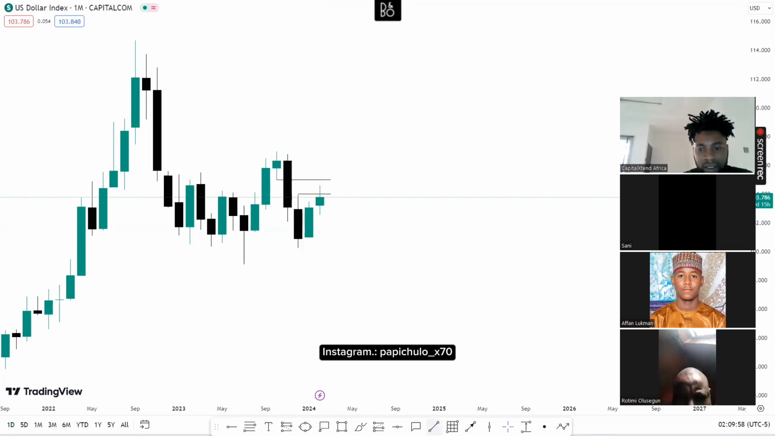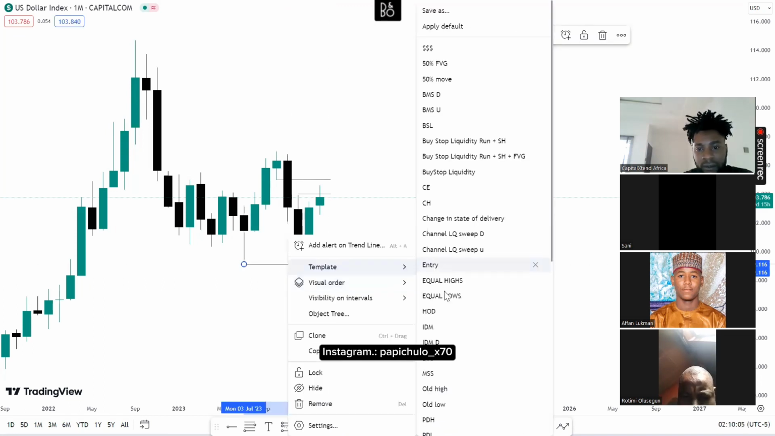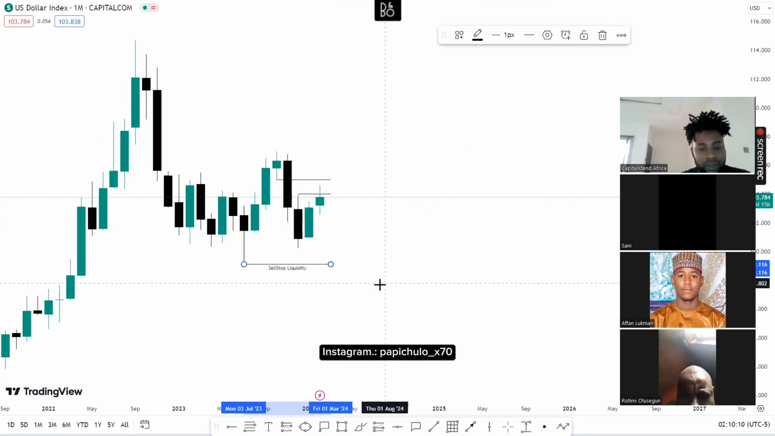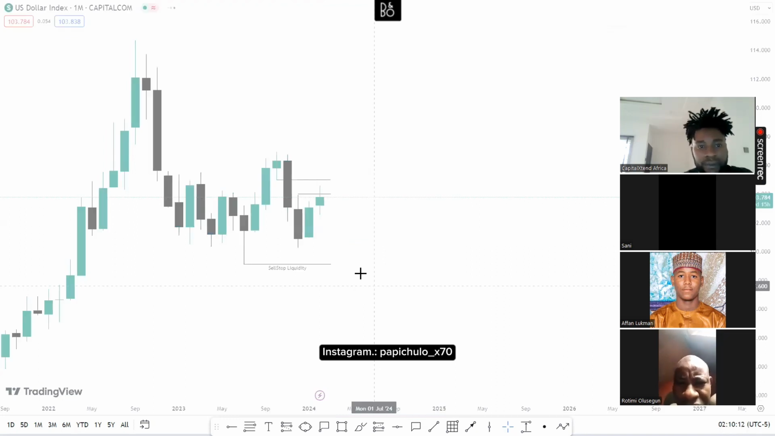What else can I see here? I can see this sell stop liquidity here, resting below here. So going down to the weekly time frame.